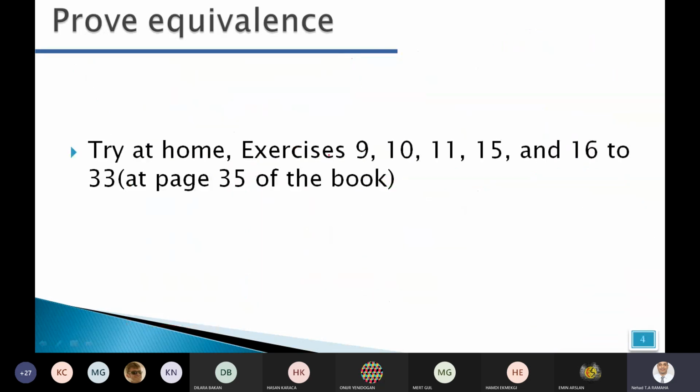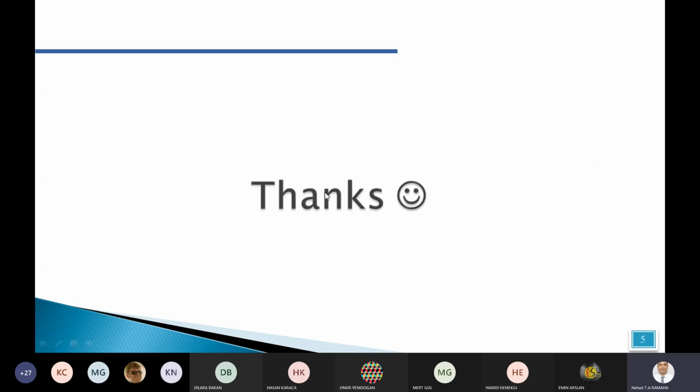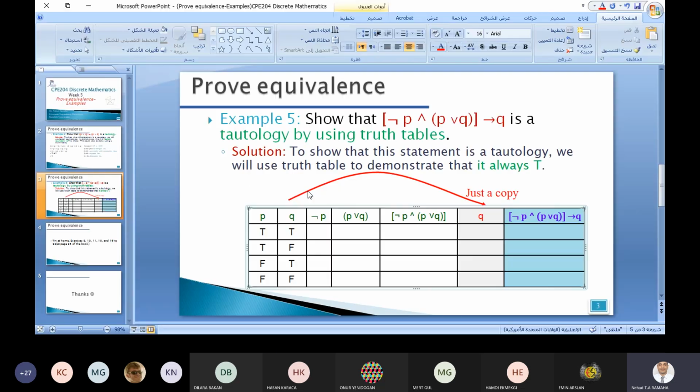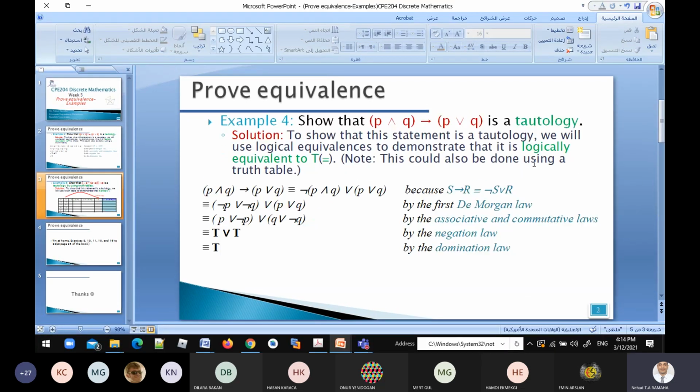Here you can see in the book exercises 9, 10, 11, 15, and exercises 16 to 33 at page 35. I advise you to answer these exercises and the previous exercises that I gave to you. Okay, that's all.